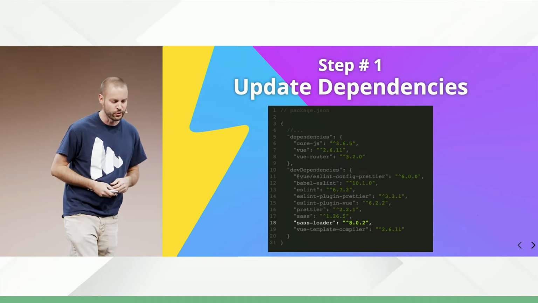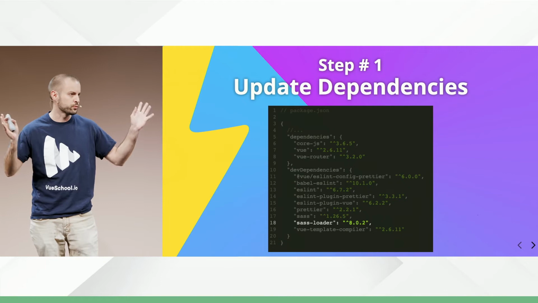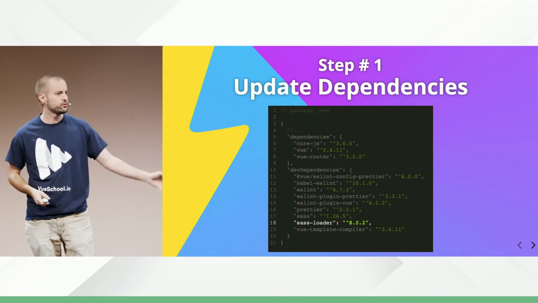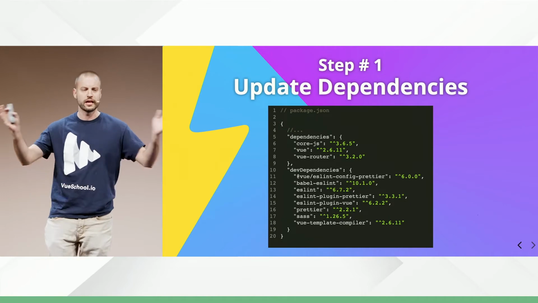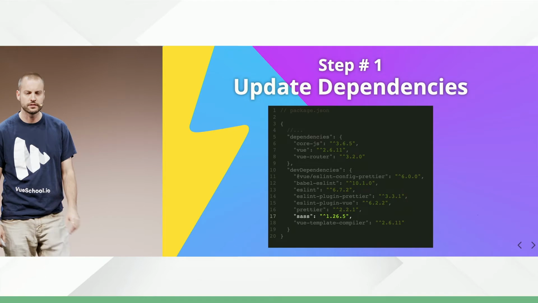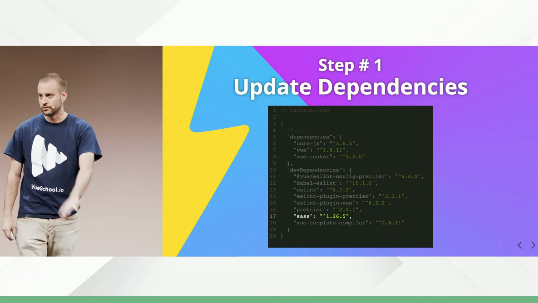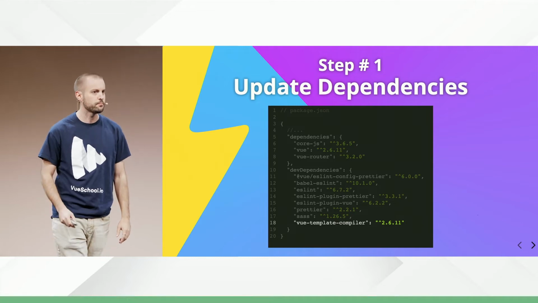All right, so our next step is to take our Sass loader and remove it. So whatever CSS preprocessor you're using, you can get rid of the loader because Vite supports all those CSS preprocessors out of the box. Now, we do still have to have the CSS preprocessor itself installed. So we're going to leave Sass. All right, the Vue template compiler can also go.